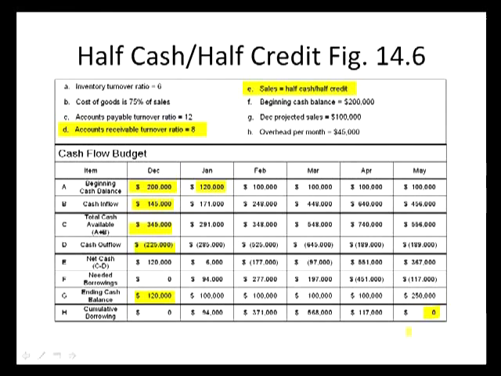When we're done with this, we find out that borrowing is required in January, February, and March. Repayments are made in April and May. At the end of May, we are out of debt, and our cash has increased by $50,000. What's important to see here is the money to pay the loan came from the sales of the very items that the borrowing helped to finance. This is called a self-liquidating loan.